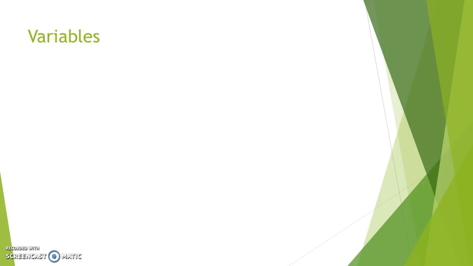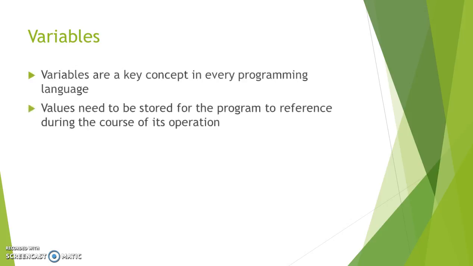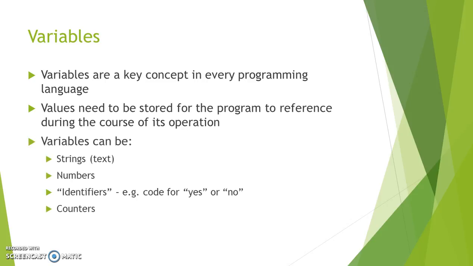So a common element in every programming language is the concept of a variable. We have to store values such that the program can reference them during the course of its operation. So variables can contain strings, they can contain numbers, they can contain identifiers or counters.